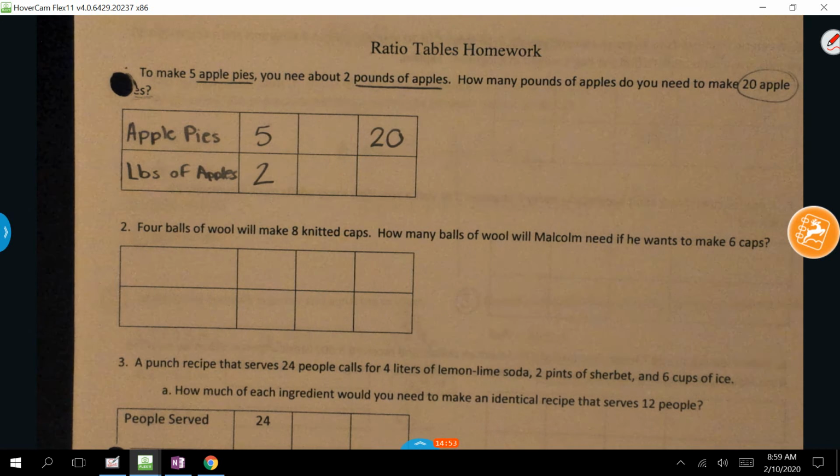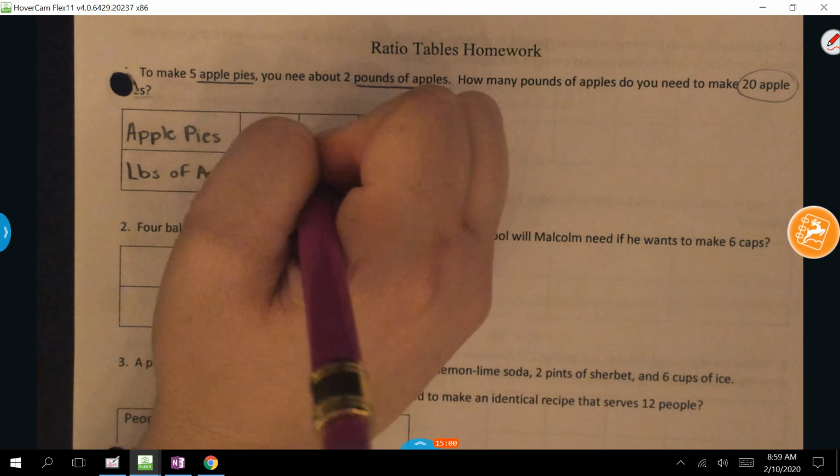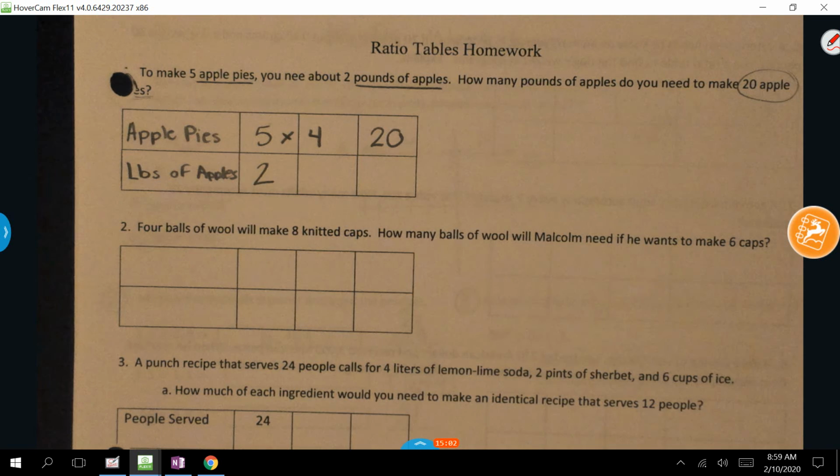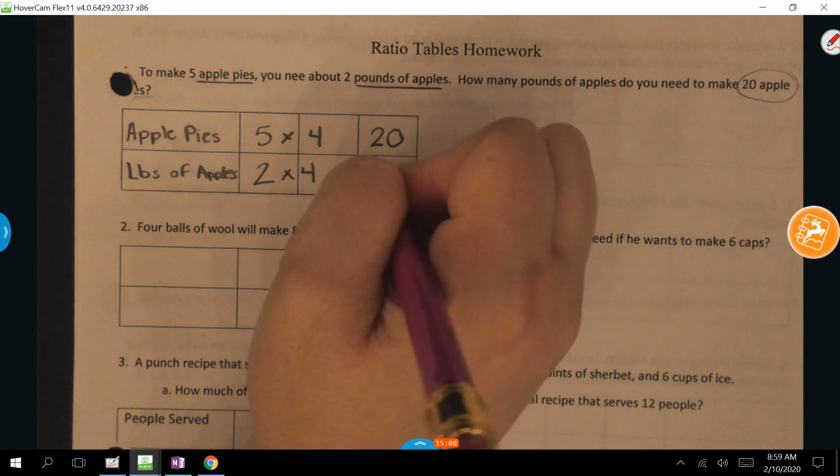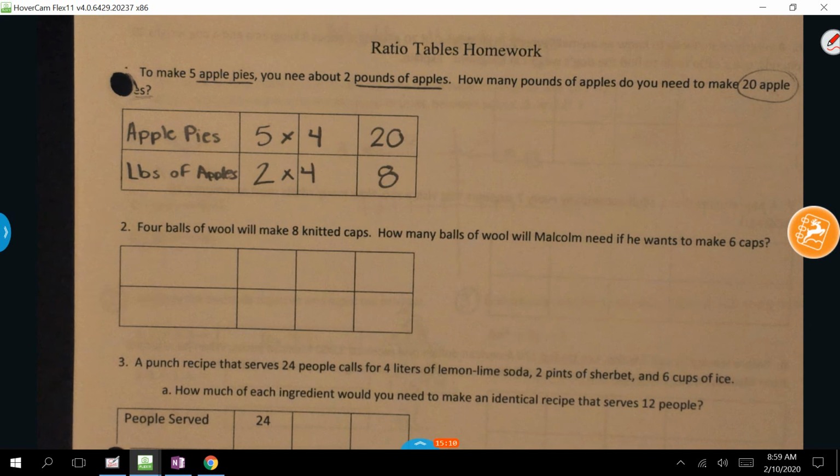Okay. So what would I be multiplying 5 by to get 20? Aubrey? 4. So do y'all agree I can do times 4? We're going to do it on the bottom too. So I'm going to put times 4 here, and 2 times 4 gives me 8. So that first chart was pretty easy.